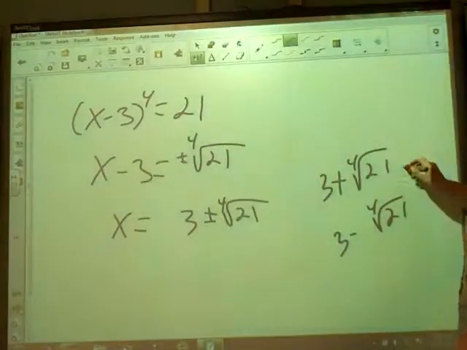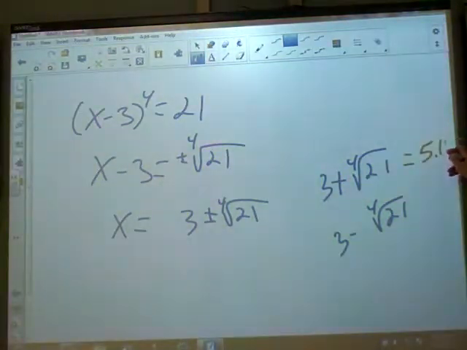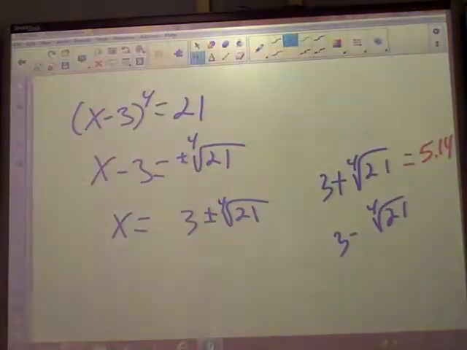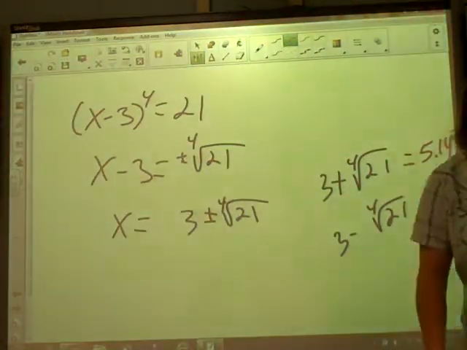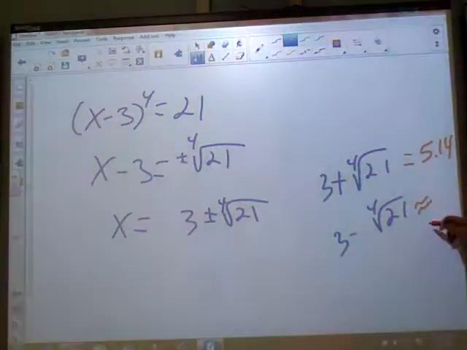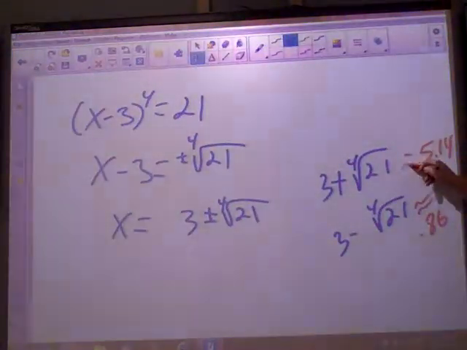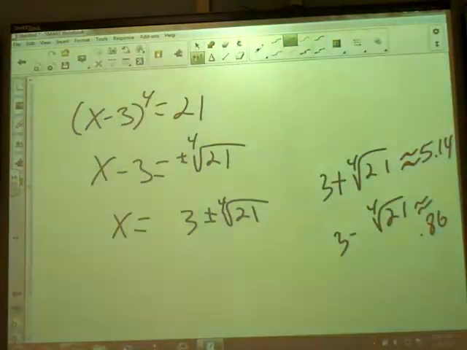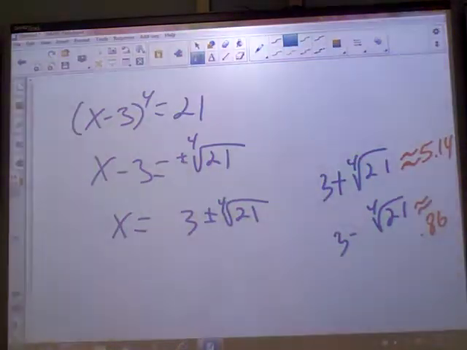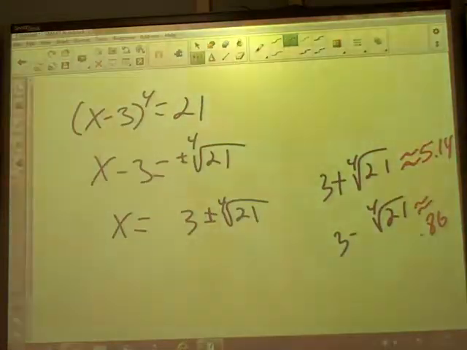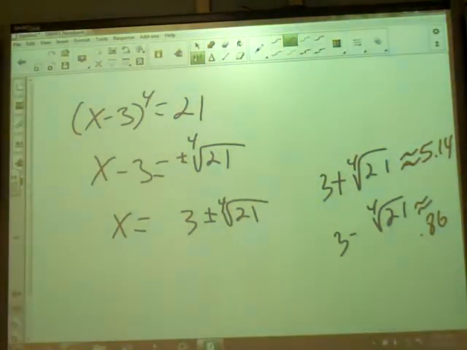5.14 for the first one. Okay, then I'm going to do 3 minus the fourth root of 21. And Connor said 0.86. I need to put my approximately. I forgot that. There you go. So there would be your 2 answers. Good, good. Y'all need to be practicing that. You're not going to be able to just remember what buttons to push all of a sudden on an assignment or a test. You need to be practicing it as we go.